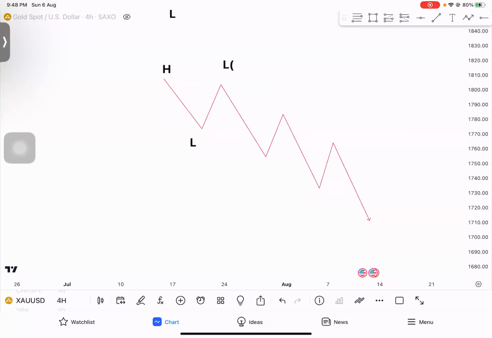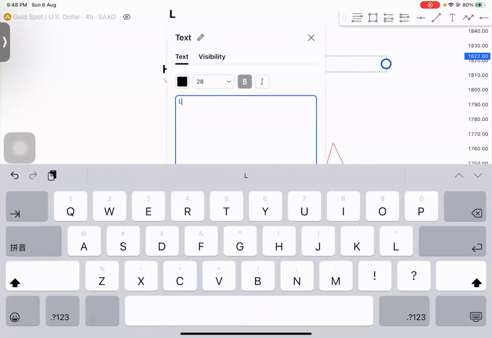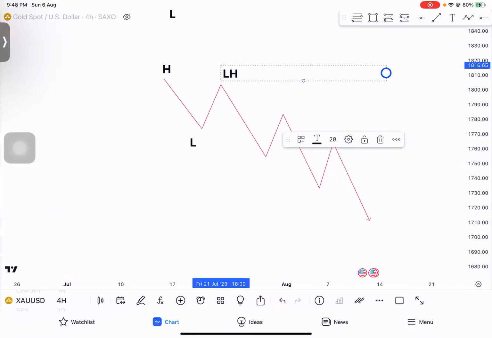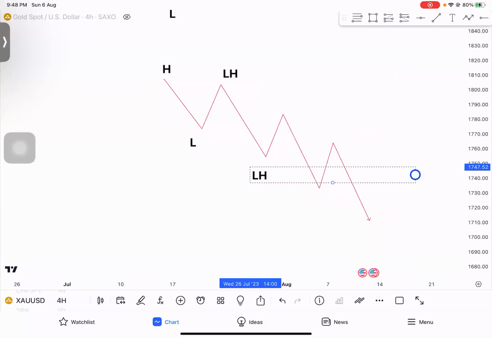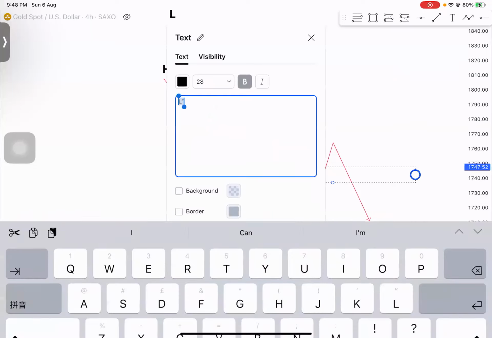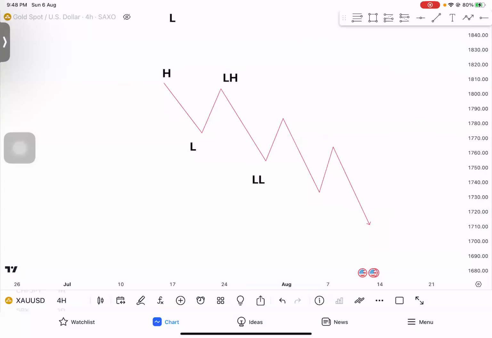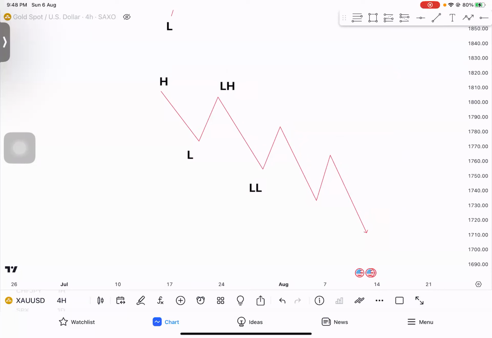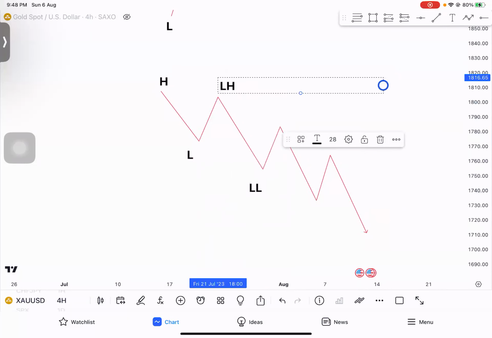Low high. Lower low. Okay, so this is a downtrend. This is what you call the swing structures here.